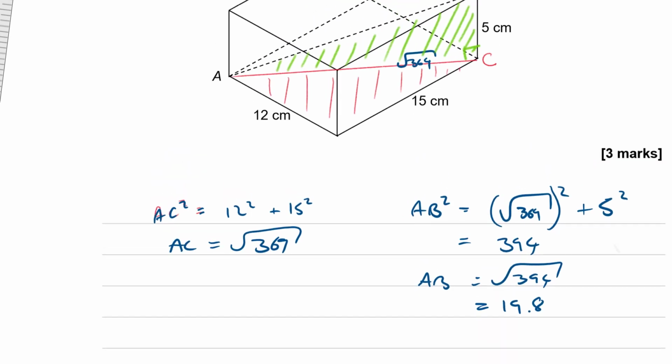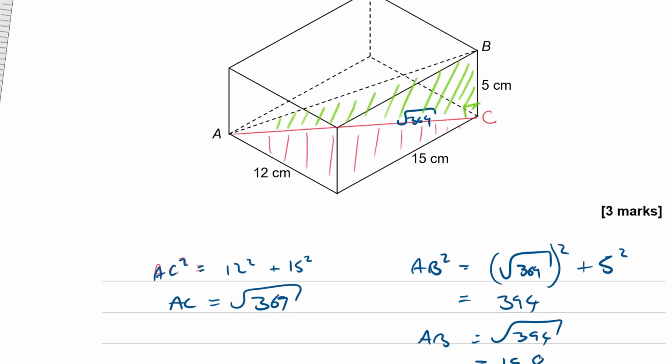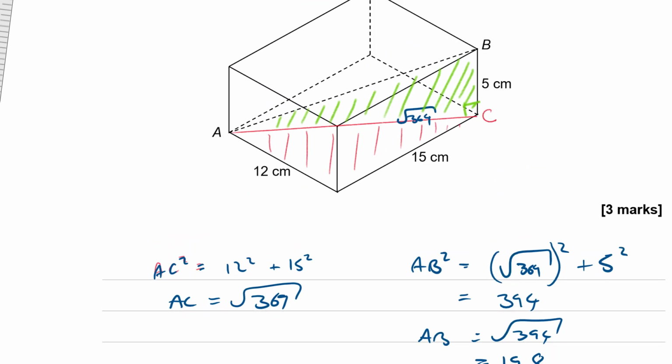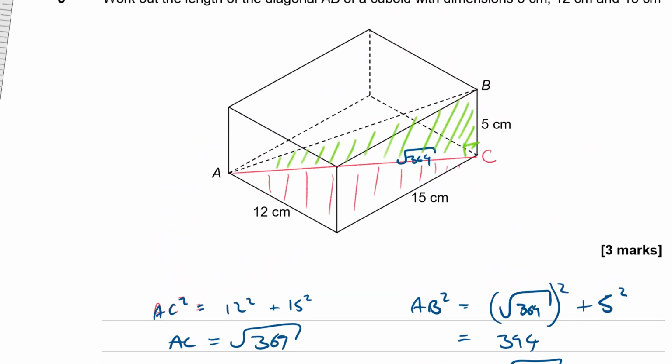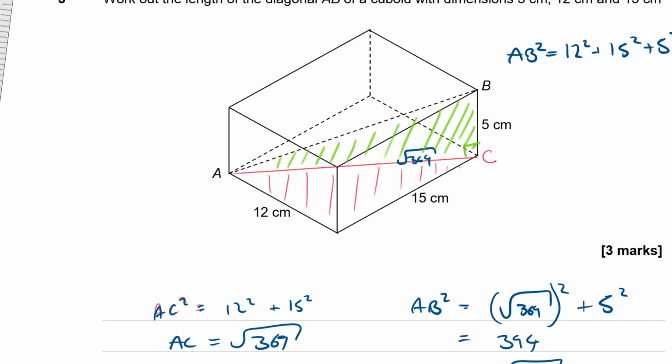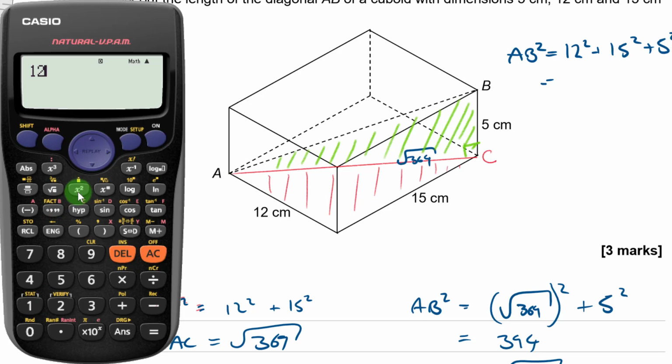Okay. Now, that was the long way of doing it. I did say there is a quicker way. In a cuboid, you can actually use an extension of Pythagoras' theorem in 3 dimensions, and that says the diagonal in a cuboid is equal to, so AB squared is going to be the 3 dimensions of your cuboid squared added together. So it's going to be 12 squared plus 15 squared plus 5 squared. Okay, so what's that then? 12 squared plus 15 squared plus 5 squared.